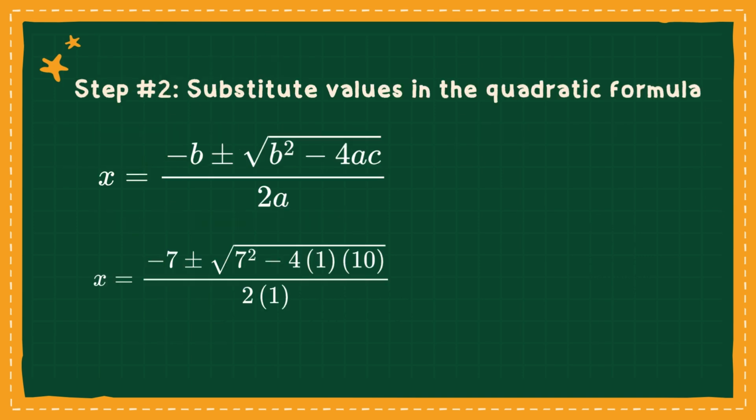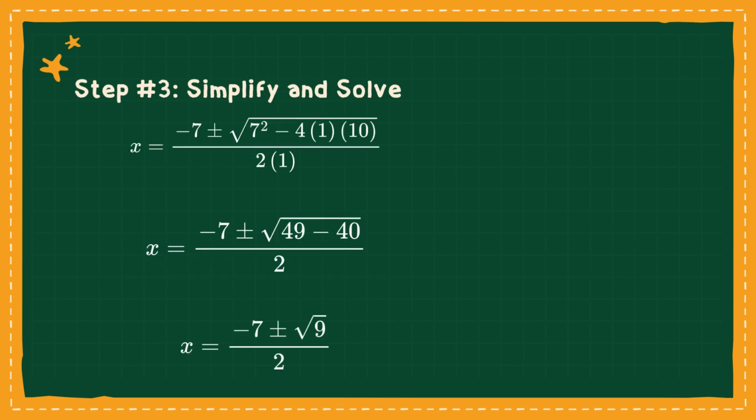My favorite step, substitute the values into the quadratic formula. Plug and play. So we replace our B's with 7, we replace our C's with 10, and we replace our A with 1. And now it's time to simplify and solve. So we got 7 squared. Don't forget, we focus on what is under the square root first. So 7 squared is 49, and then 4 by 1 by 10 is 40. We subtract the two of those, so 49 subtract 40 is 9.